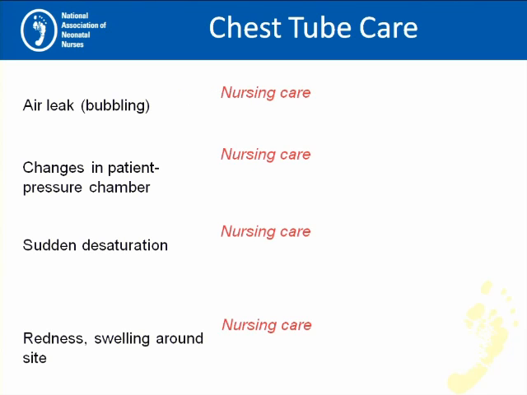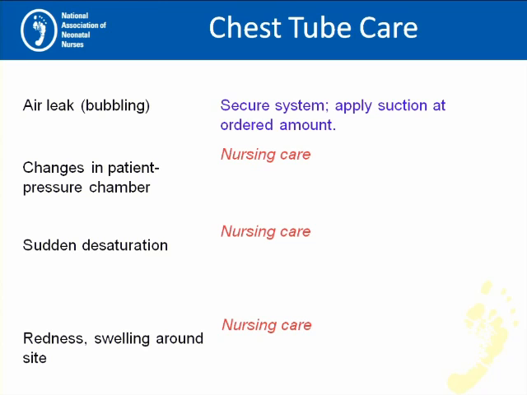In chest tube care, we need to observe for an air leak, bubbling, in the air leak monitor. Continuous bubbling indicates a persistent air leak. Intermittent bubbling indicates an intermittent air leak. No bubbling indicates that the air leak is resolved.